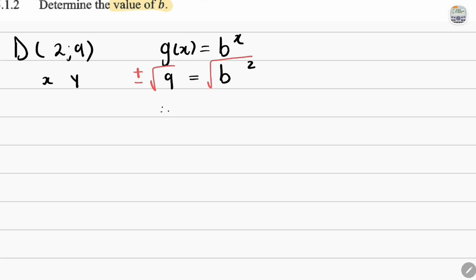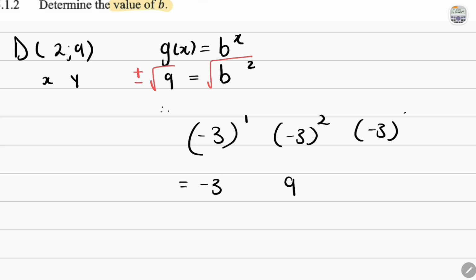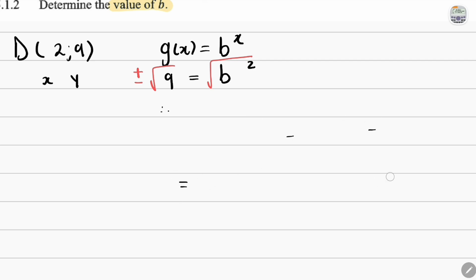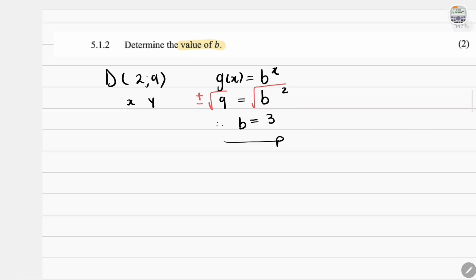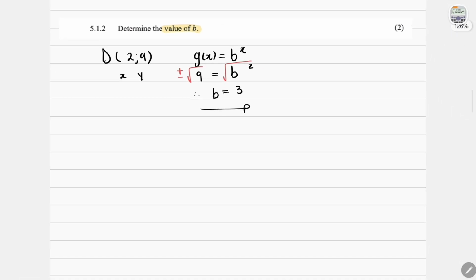So for example, if it was -3, and you raise it to 1, then you get an answer of -3. And when you raise it to 2, you get an answer of +9. And then when you raise it to 3, you get an answer of -27. You see, this is not an exponential function, okay? So make sure that you remember the base of an exponential function is always positive. So b is equal to 3. And that is our answer. Moving on to the next question.